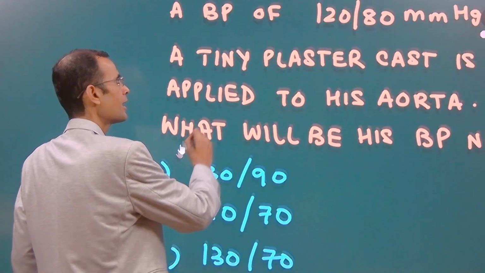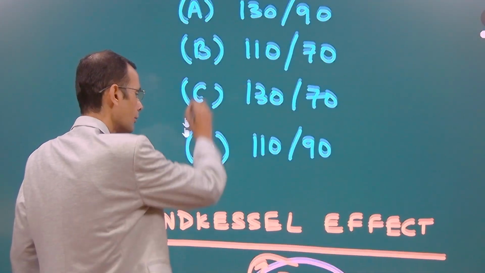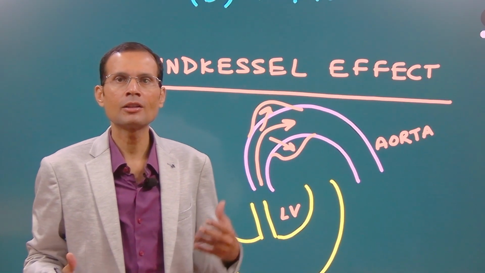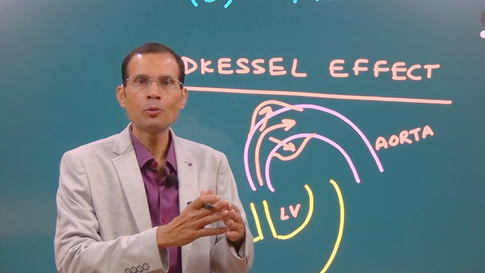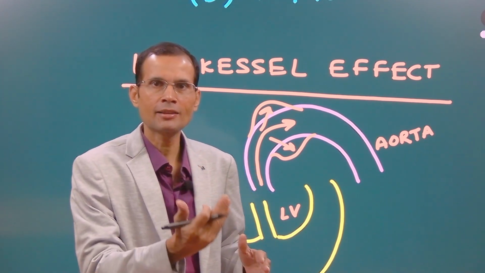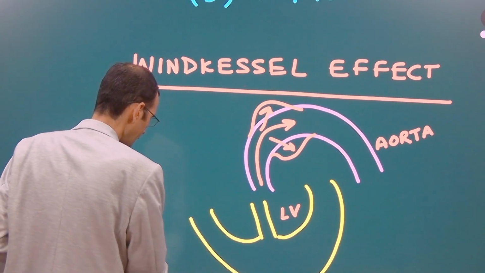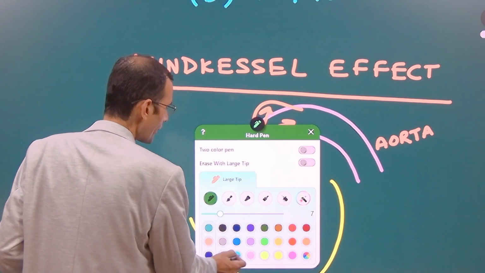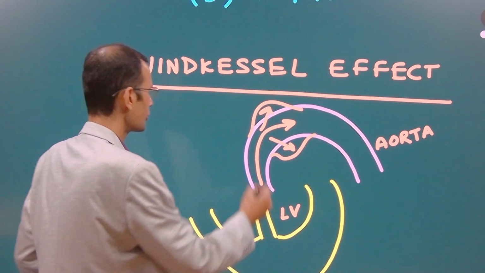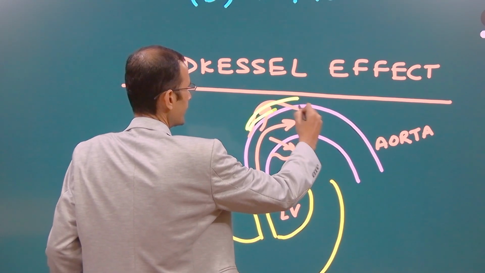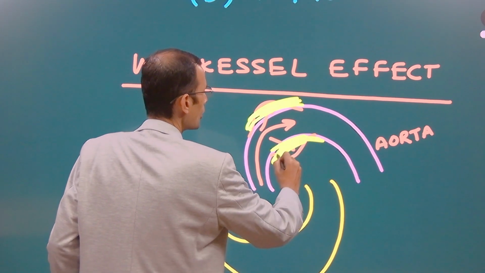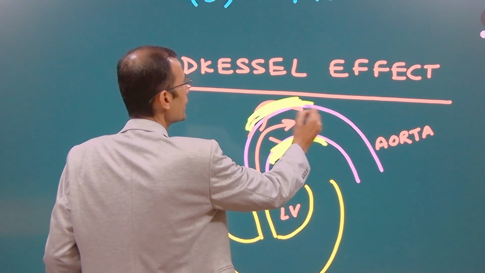Now let us understand the effect in this MCQ. A tiny plaster cast is applied to the aorta. Now you know plaster casts are used in orthopedics whenever the bones are injured, to keep the limb stiff. So the same thing is expected here. It's a hypothetical question actually. So let's say we have applied that plaster cast over here. Now you will understand what will be the effect.